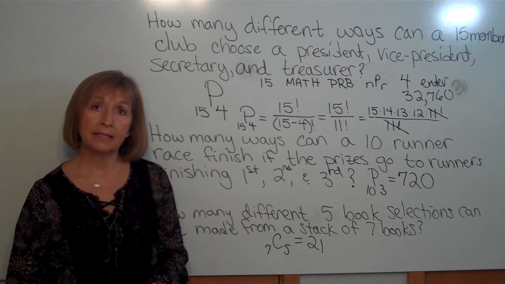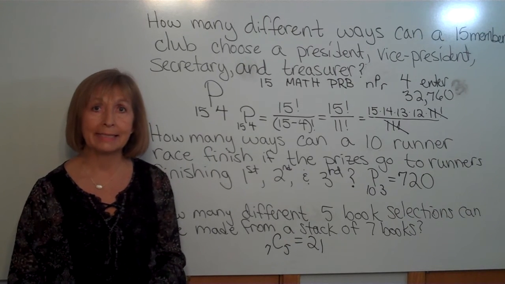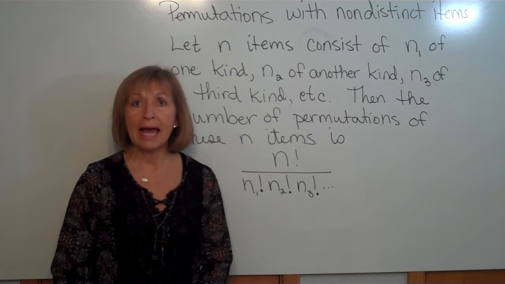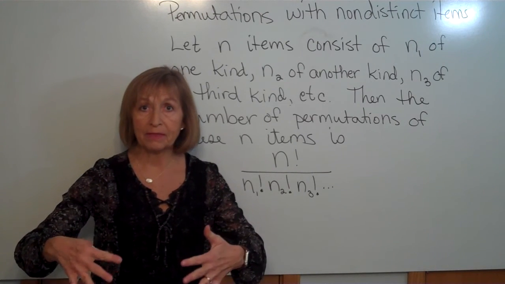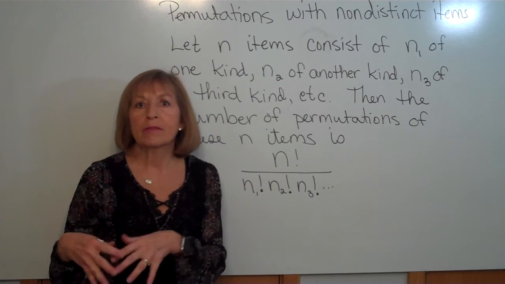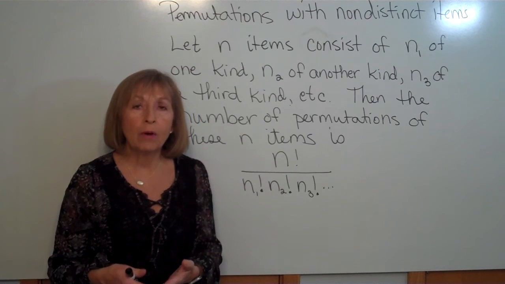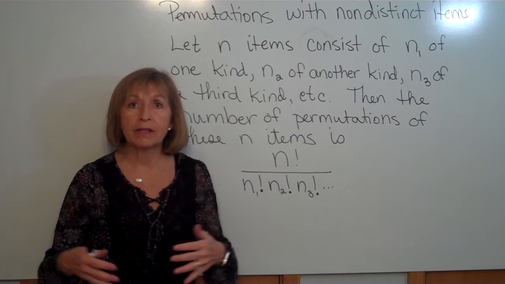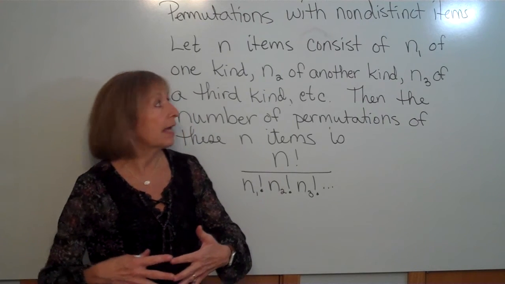The last type is permutations with nondistinct items. With permutations of nondistinct items, you have a set of n items, but they're not all different from each other. Some of them are the same as each other, and you want to see how many different arrangements you could make out of this set of n.